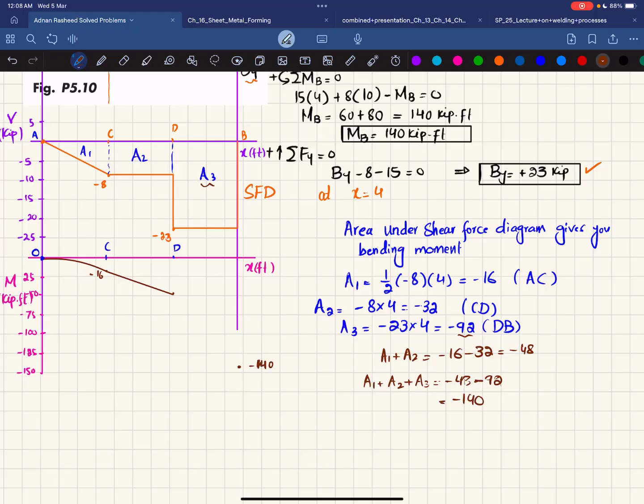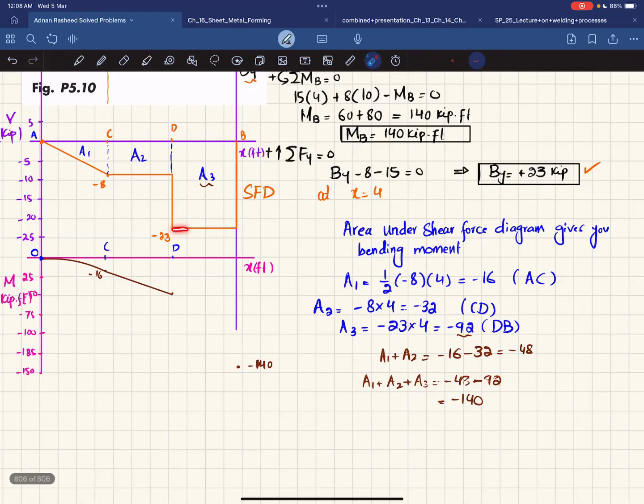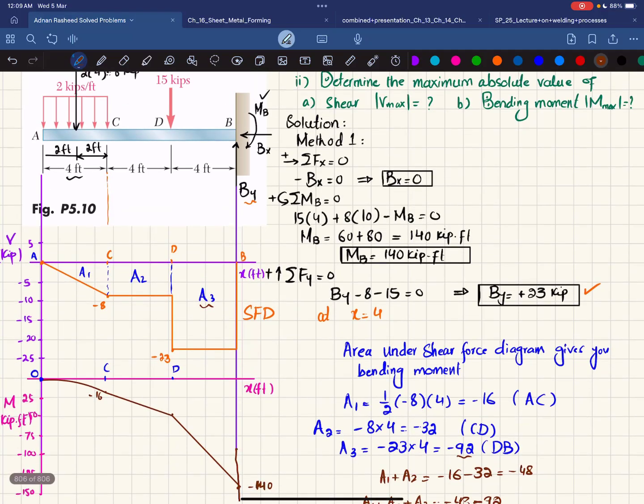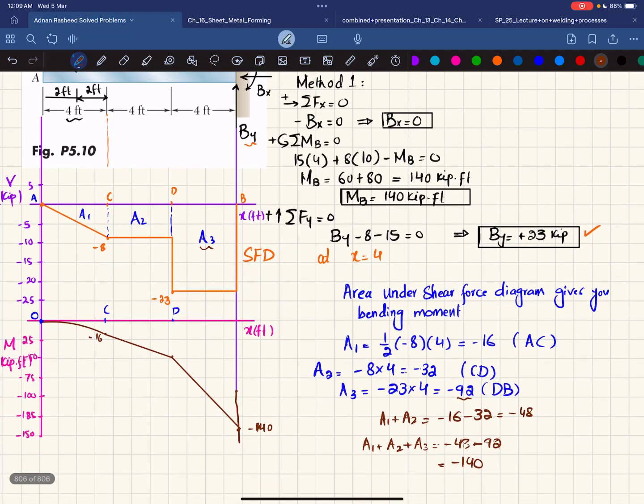You can see that the shear force is a horizontal line with 0 degree, so the bending moment will be 1 degree higher. It will be a straight line, but the slope will be decreasing. So we will get this point. And at the end, you can see you have this moment MB, which is plus 140. So it will bring it back to point 0. So this will be your BMD, bending moment diagram.